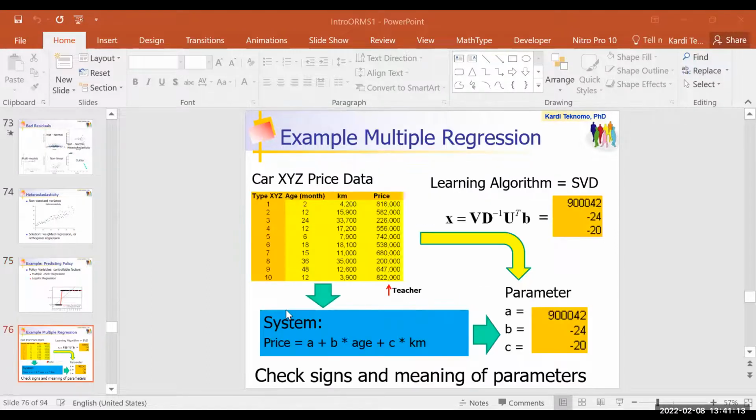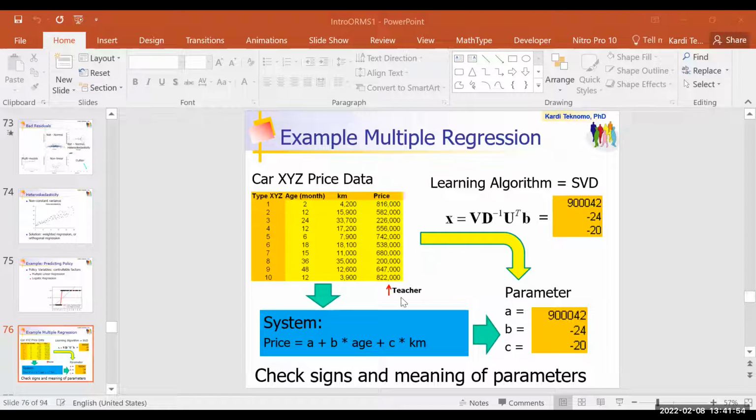So here is another example of what is called multiple linear regression. In this example, I'm using the jargon of machine learning here, right? It's actually multiple linear regression. What is the data here? The data is only two: the age of the car and the kilometer of the car. This is used car, right? And these are the price, okay?